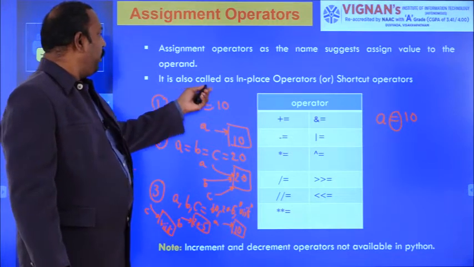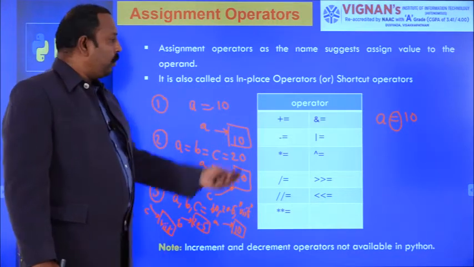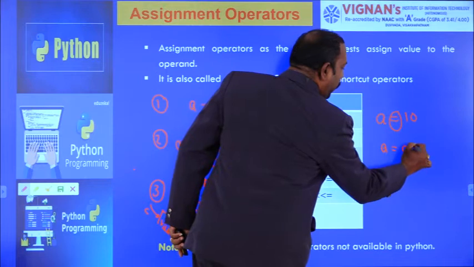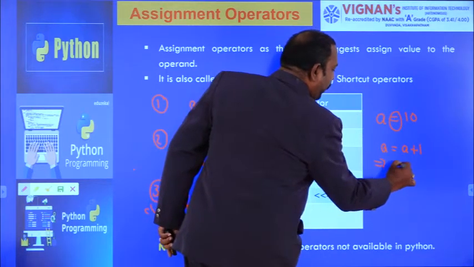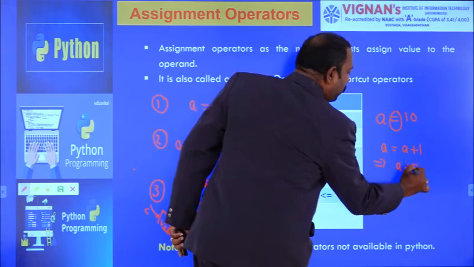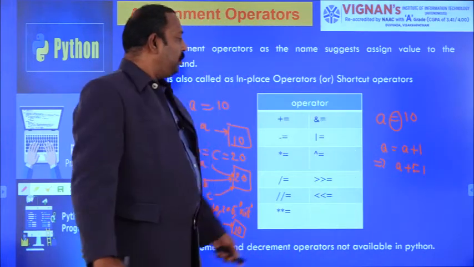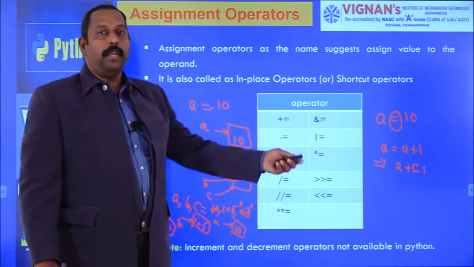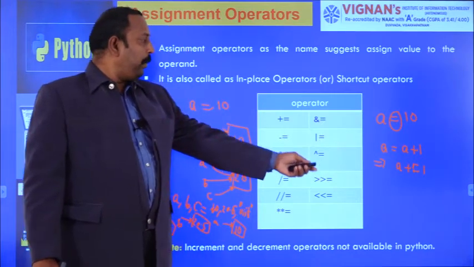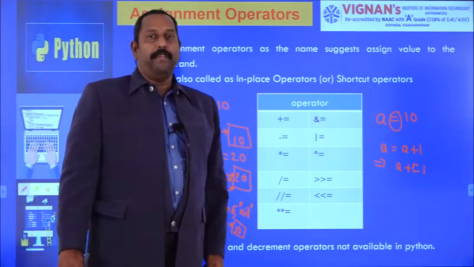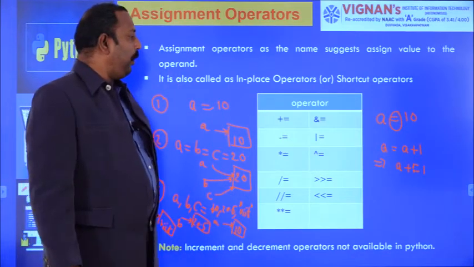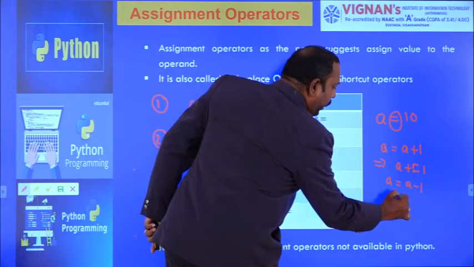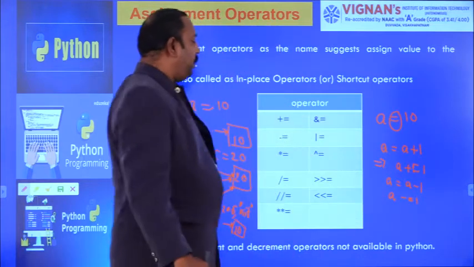When coming to the shortcut operators, in Python, a equal to a plus 1 can be written as a plus equal to 1. So this is a shortcut method. You can write a equal to a plus 1 as a plus equal to 1. Both are considered the same. The interpreter will evaluate both as an increment of a's value by 1. That is the shortcut method plus equal to, and also you can write a equal to a minus 1 as a minus equal to 1.